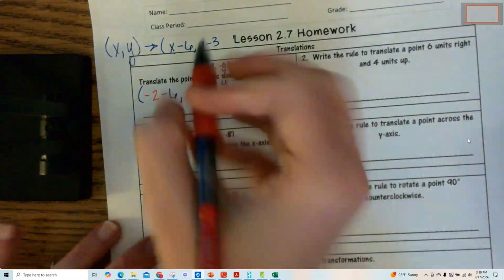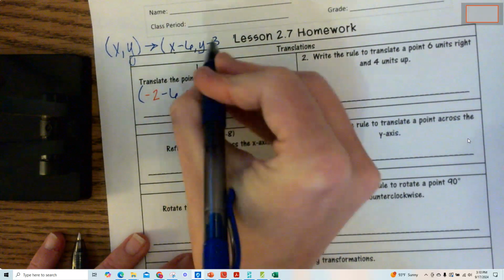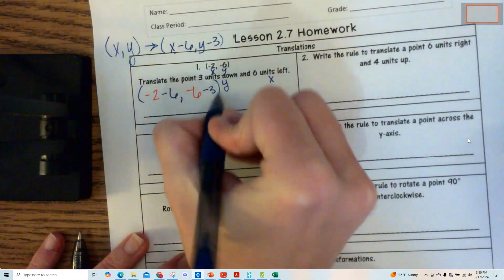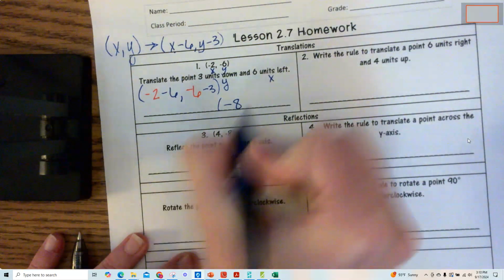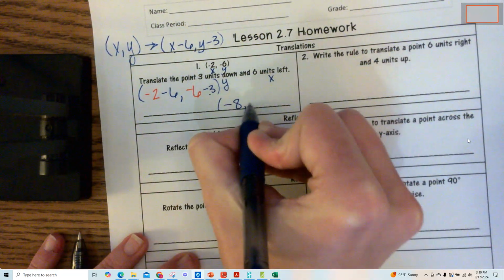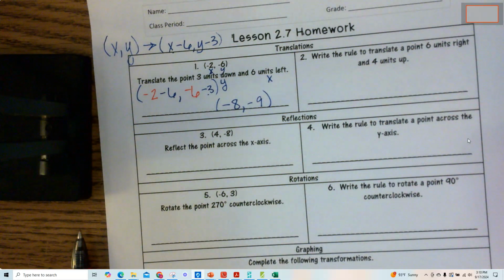Y is a -6. And then everything else is staying the same here. So -2 minus 6 is a -8. -6 minus 3 is a -9. Your answer is an ordered pair because you're taking that point on a graph and you're moving it.